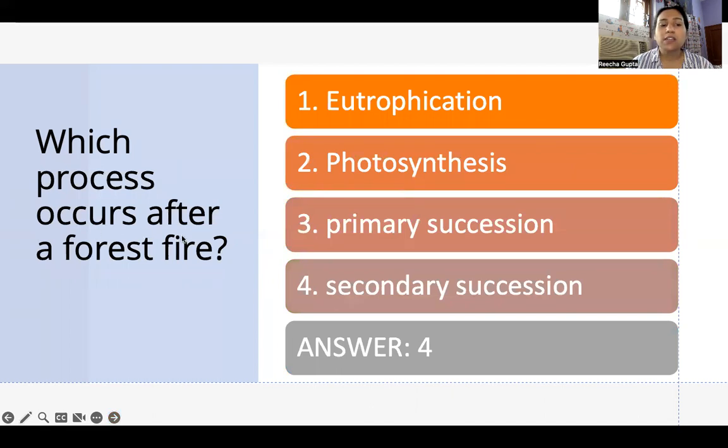Next is, which process occurs after a forest fire? After a forest fire, like I told you, it will be the secondary succession. Yes, correct. Eutrophication, here you can see the option. So basically eutrophication is like algal growth, or a plant called water hyacinth. It will just cover the aquatic bodies which are stagnant, like a pond or a lake, and they make the water dead because they deplete the oxygen level, and this results in the death of the fishes. So eutrophication is like an algal bloom, you can say.